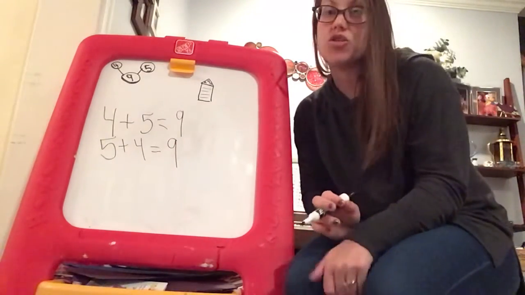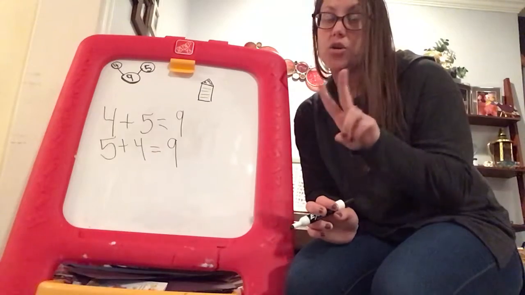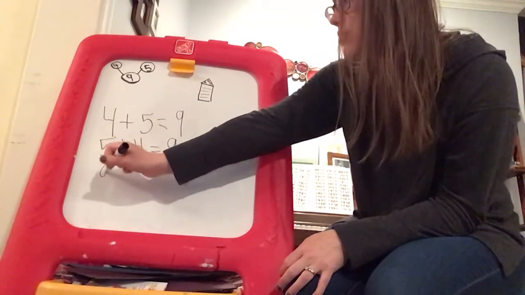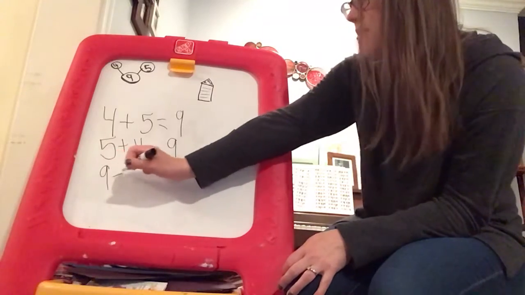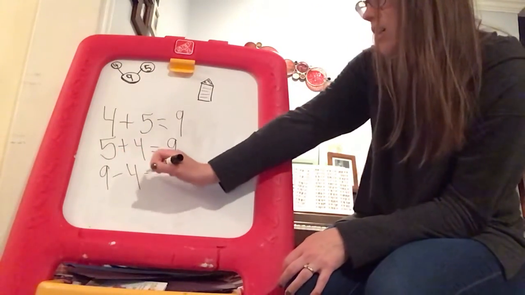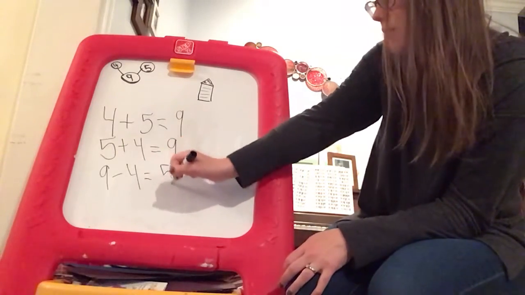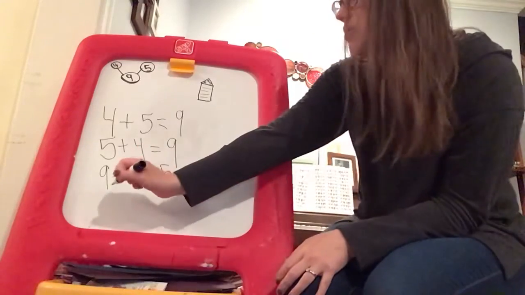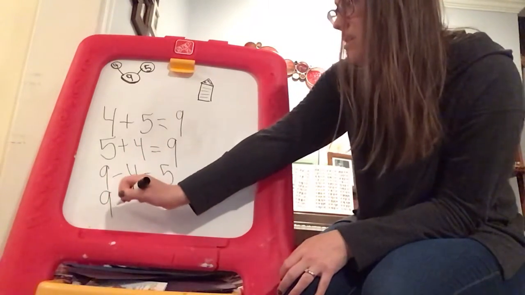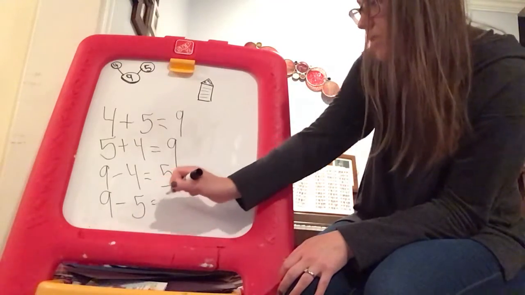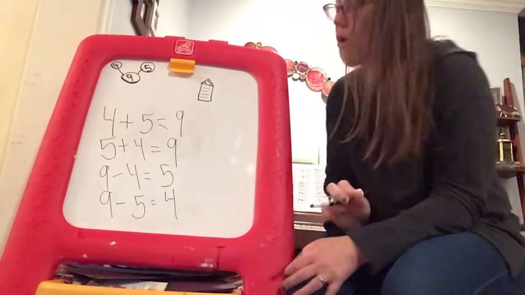Now I need to do the subtraction equations, 2 subtraction equations. I always start with the whole number, so I'm going to start with 9 minus, and I'm going to minus the first part. 4 equals the other part, 5. I have one more subtraction problem to do. So 9 minus 5 this time equals the other part, 4.